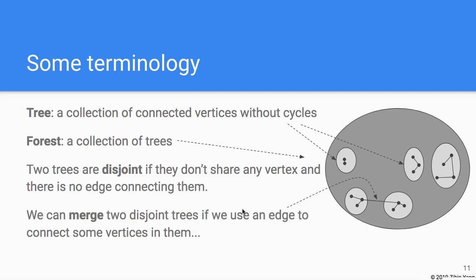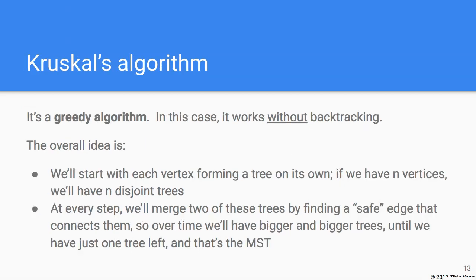And finally, we say we can merge two disjoint trees if we use an edge to connect some vertex in each of them. It doesn't matter which vertex we connect, as long as we connect some vertex in the first tree with some vertex in the second tree, we're merging them. The result of merging is that we now have one bigger tree. With that, we can talk about Kruskal's algorithm.